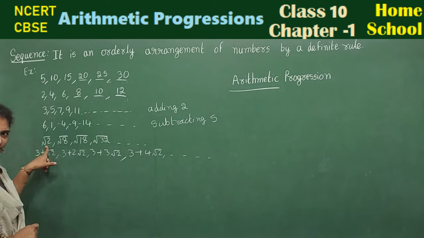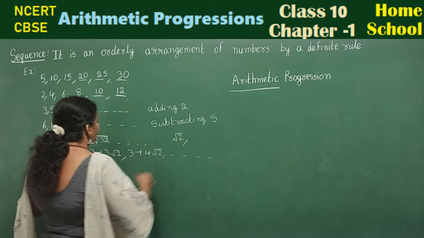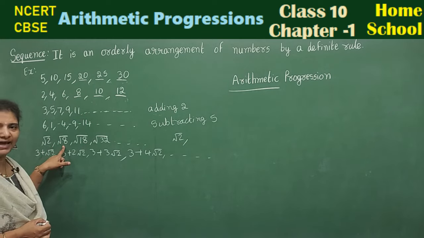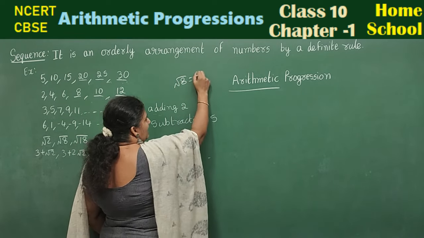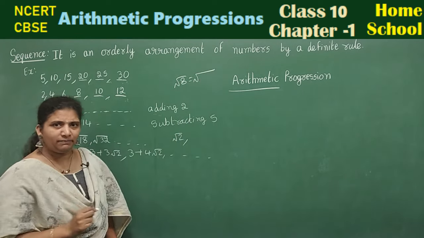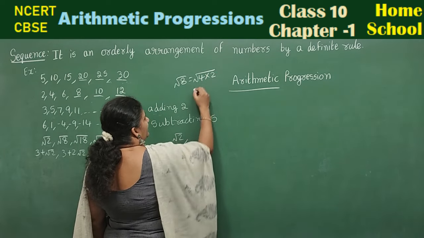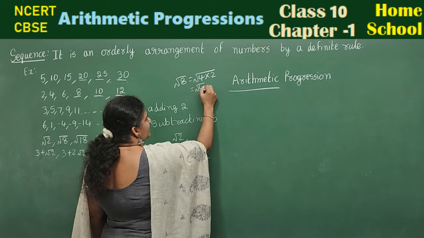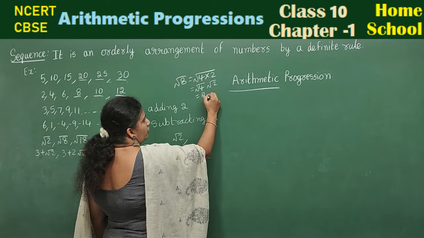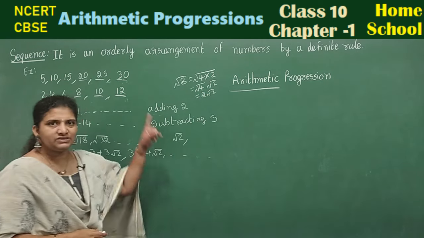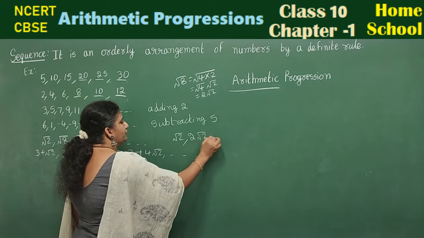Root 2, can you simplify? No, we cannot simplify further. So let me write again here, root 2. Root 8, can you simplify? Yes. Is 8 a multiple of a perfect square? Yes, 4 2s are 8. Again you can write this as root 4 into root 2. Root 4 value will be 2, root 2. Like this we need to simplify root 8 and write here 2 root 2.